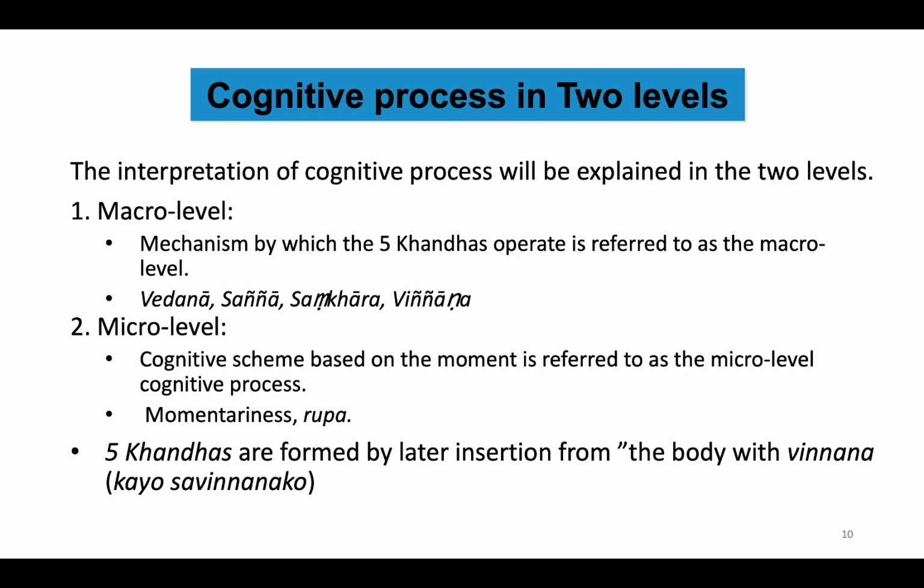If we investigate the cognitive process according to the progression of each constituent of 5 khandhas, these generate the interpretation of a cognitive process in 2 levels. One is macro level, the other one is micro level. I mentioned that 12 Ayatana is a more detailed mechanism than 5 khandhas. So, the mechanism by which the 5 khandhas operate is referred to as the macro level. And Rupa, Vedana, Sanya, Sankhara, and Vinnana are the parameters to explain how 5 khandhas operate for cognitive scheme. We call that macro level.